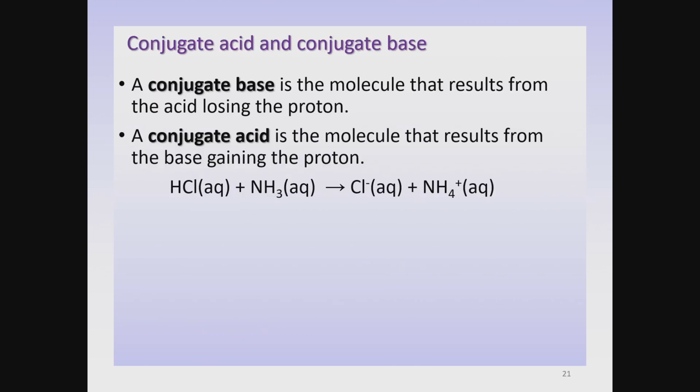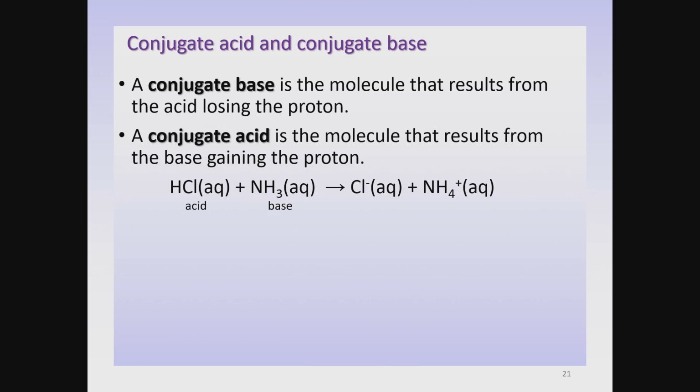So now I need to mention to you what a conjugate acid and a conjugate base are. A conjugate base is the molecule that results from the acid losing the proton. A conjugate acid is the molecule that results from the base gaining the proton. So here we can imagine that HCl, as you might expect, is acting as the Bronsted-Lowry acid, and ammonia, NH3, is acting as the Bronsted-Lowry base. And so here on the product side, you have the conjugate acid and the conjugate base. Let's see if we can figure out which one is which.